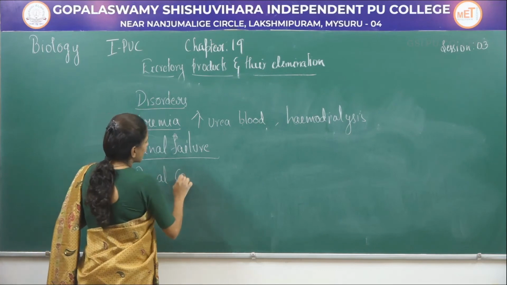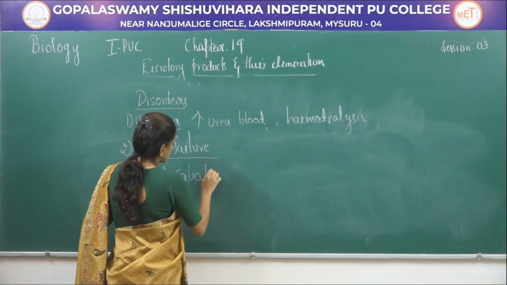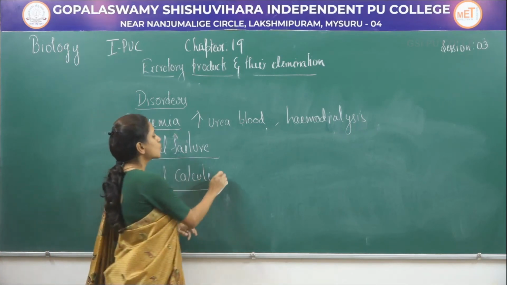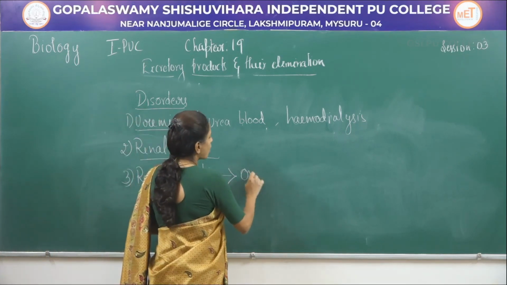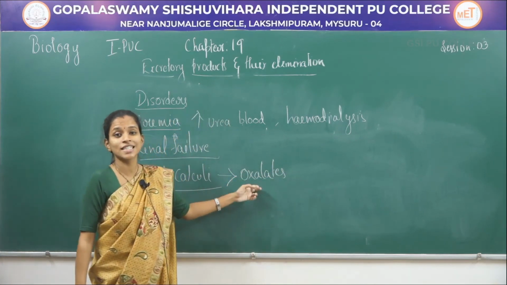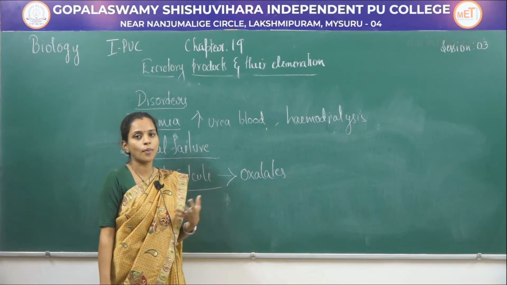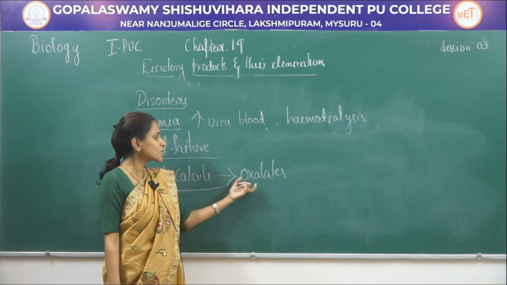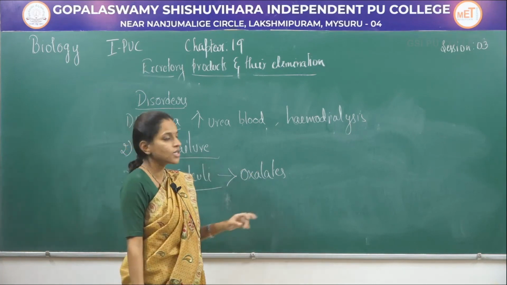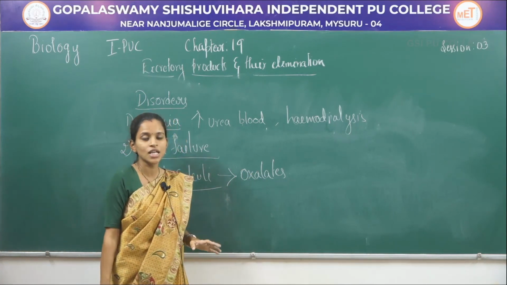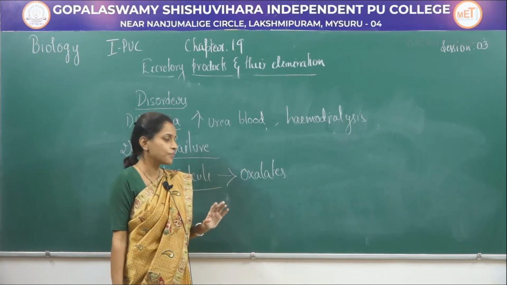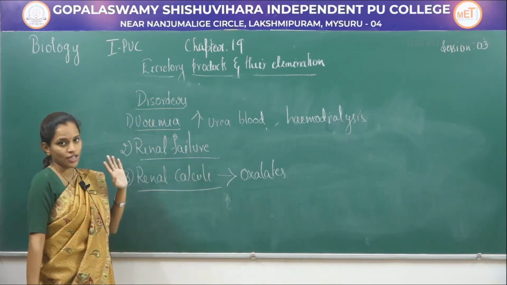Next one is renal calculi. When it comes to renal calculi, it is due to storage of some salts like oxalates, which form crystallized stones, which we commonly call kidney stones. That is due to accumulation of the salts which form a crystallized structure, especially the oxalates, which interrupts the normal functioning of the kidney, which is called renal calculi.